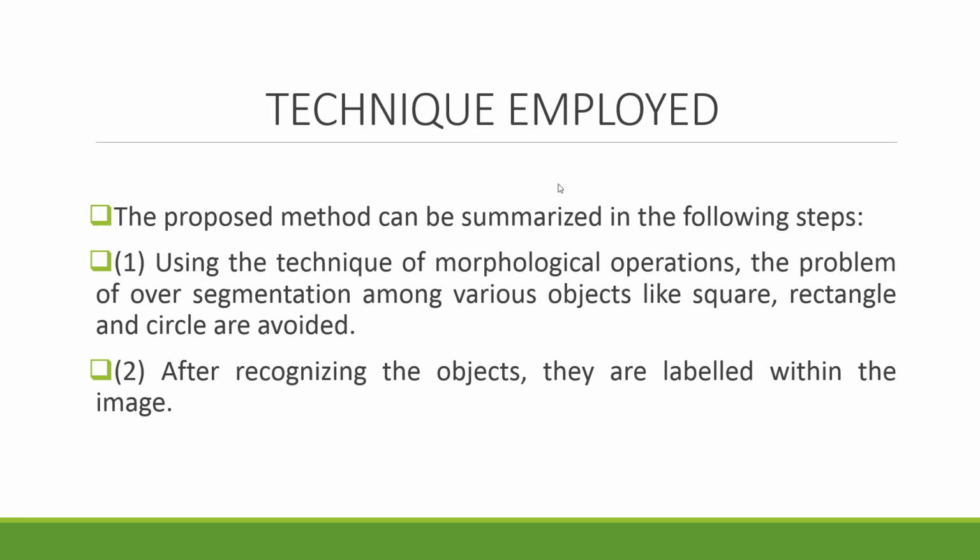The proposed method can be summarized in the following steps. Number 1. Using the technique of morphological operations, the problem of oversegmentation among various objects like square, rectangle, and circle are avoided. Number 2. After recognizing the objects, they are labeled within the image.